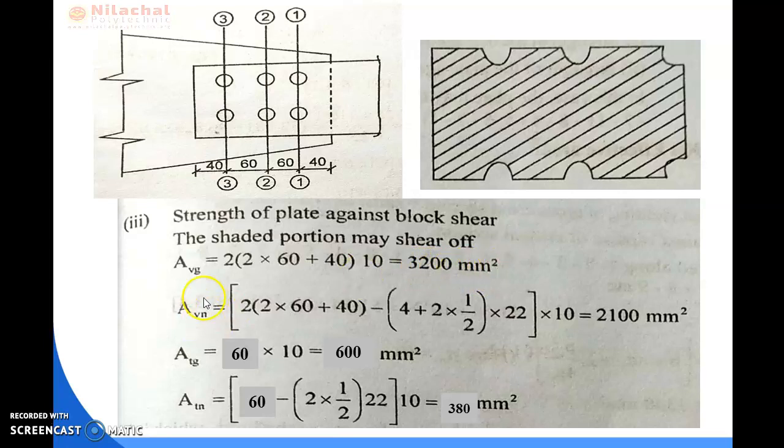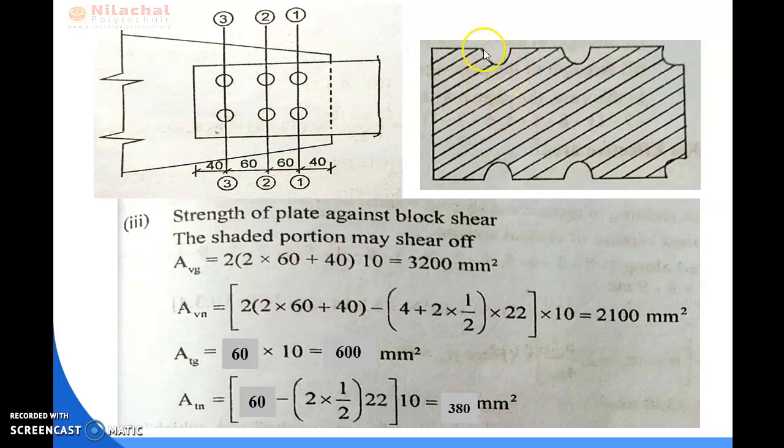So now comes to the next area, which is Avn. Avn is the net area along the V line of the block shear portion. In this, we only have to deduct the bolt hole portion from the total width of the block shear portion. We know the total width of the block shear portion is 160, and for both side block shearing, we have to multiply 160 into 2, minus the number of bolt hole portions.